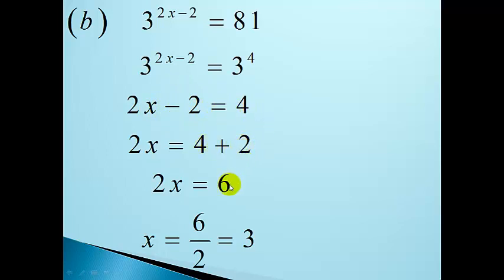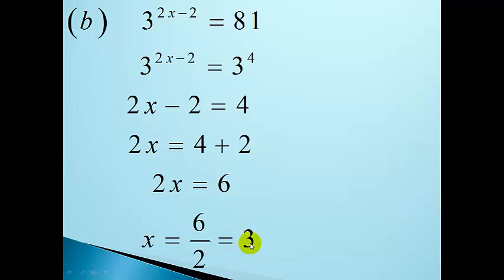Now 4 plus 2 equals 6. So we have 2x on the left hand side is equal to 6 on the right hand side. Now we are making x the subject, so we have to divide the left hand side by 2. And whatever we do to the left hand side of the equation, we have to make sure we do the same thing to the right hand side of the equation so that the equation will not be changed. And so when we divide 2x by 2, we have x. Dividing 6 by 2, we have 6 over 2, and 6 divided by 2 is equal to 3. This means that the value of x is equal to 3.